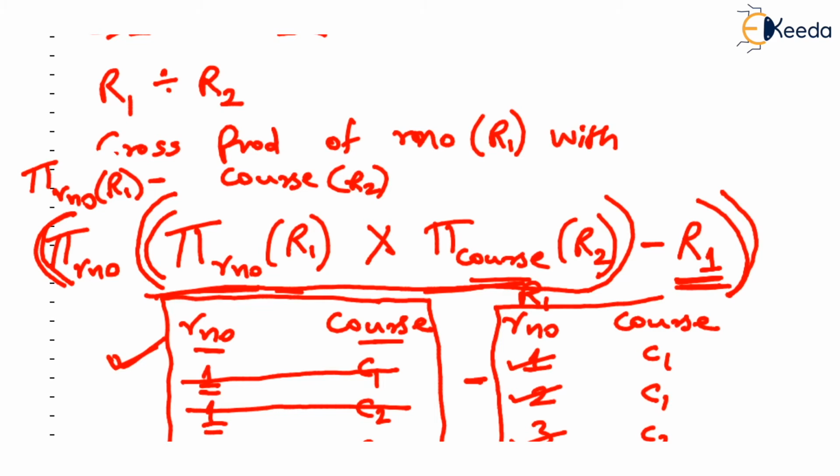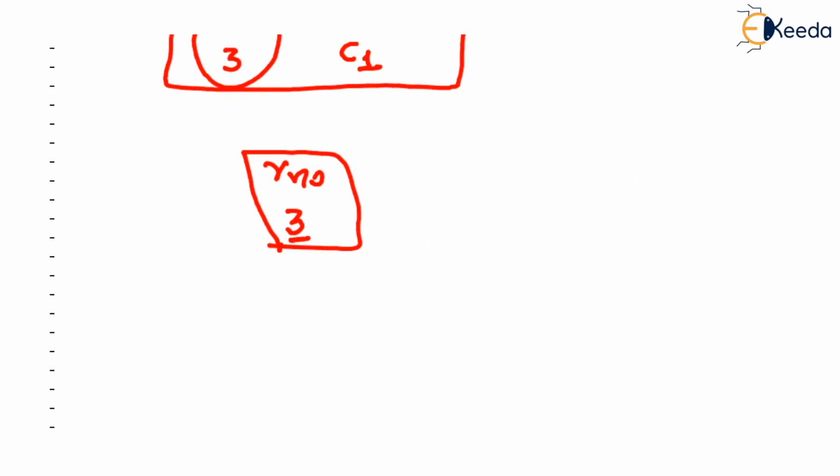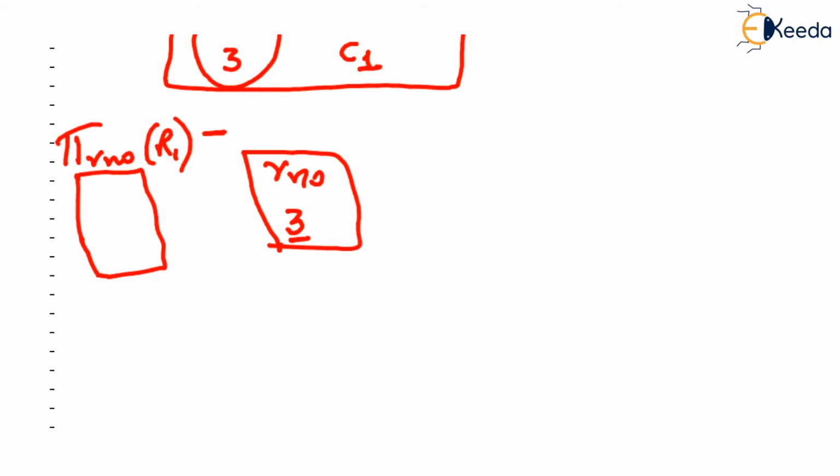Okay. So I'll write it clearly, but what are all the roll numbers? I'll write it here on the left hand side. This is what we are doing. Take all the roll numbers from R1, subtract it from that big result that was written. Cross product followed by subtraction, followed by project operation of roll number. Now all the roll numbers are 1, 2, and 3.